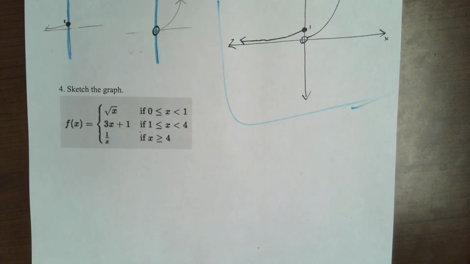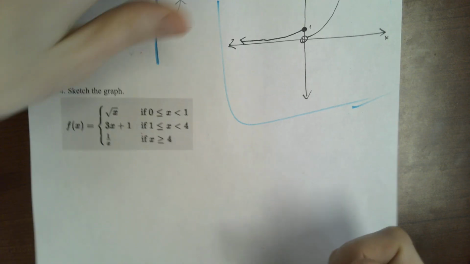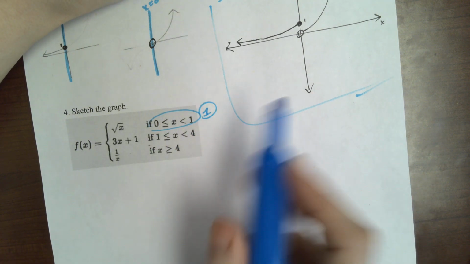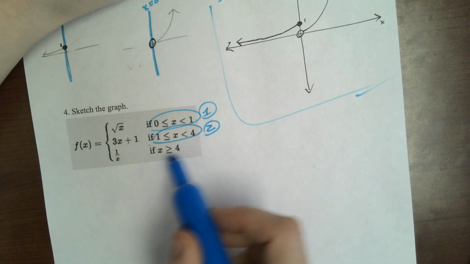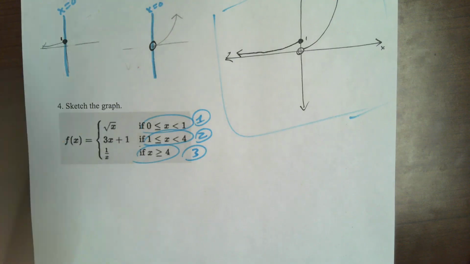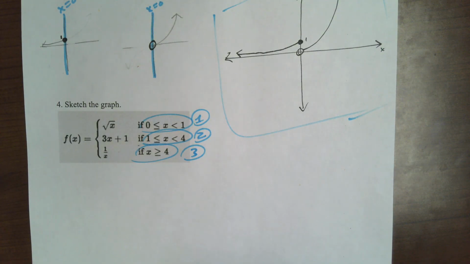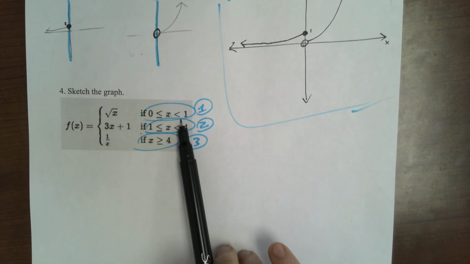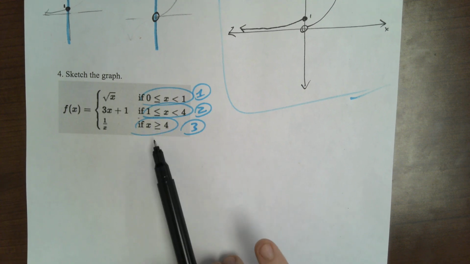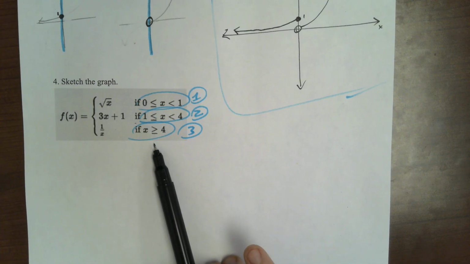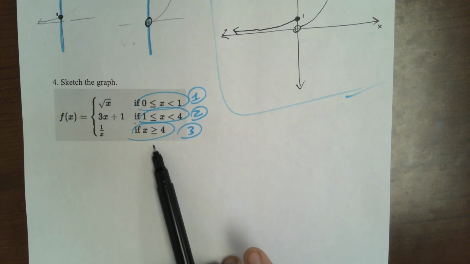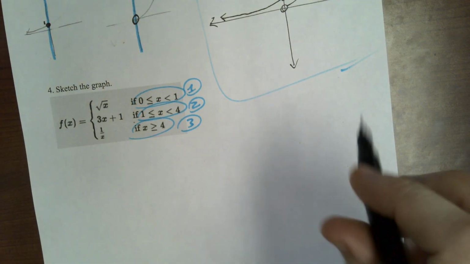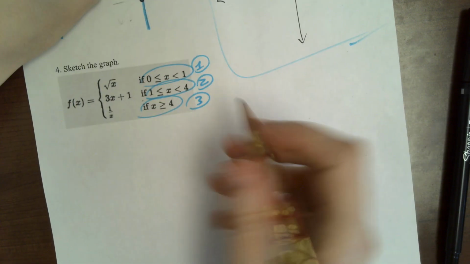Second one, we're doing the same thing. This is section 1, this is section 2, this is section 3. The first section goes from 0 to 1, the second section from 1 to 4, and the last section is everything beyond 4. That would be the third section. So let me graph each of these first, and then I'll erase what I don't need.